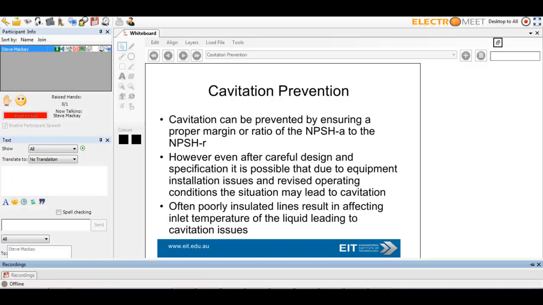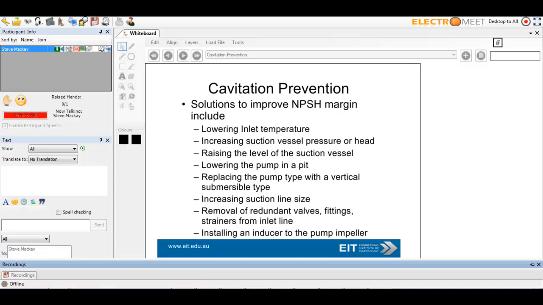Sort of typical ways to avoid cavitation are: lower the inlet temperature, increase suction vessel pressure, raise the level of the suction vessel, lower the pump in the pit, replace the pump type with a vertical or submersible type, increase suction line size, remove all redundant valves and fittings, and install an inducer to the pump impeller.